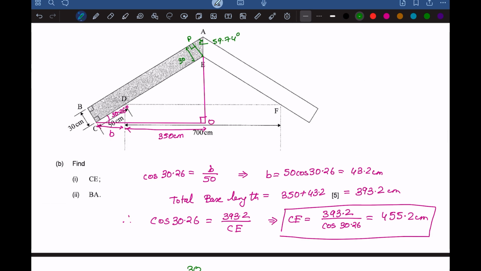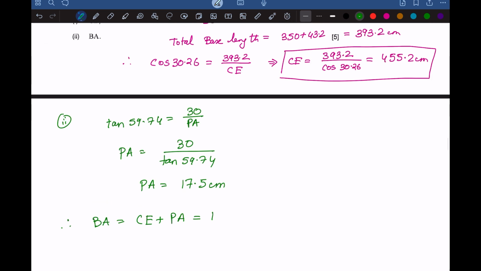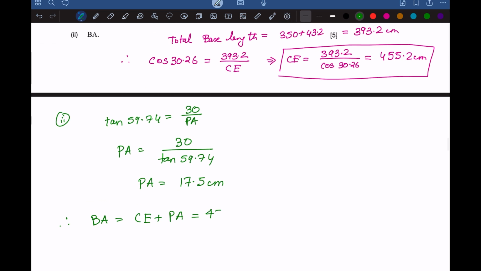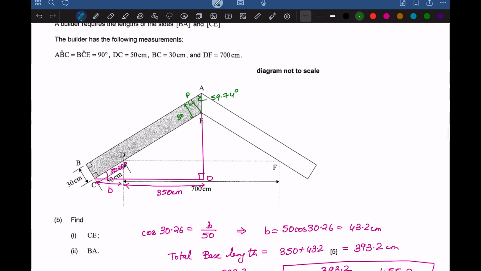Now the length BA would be CE plus this PA. CE is how much? It is 455.2 and PA is 17.5. So that gives you 472.7 centimeters. And that's the answer to the last part of this question.